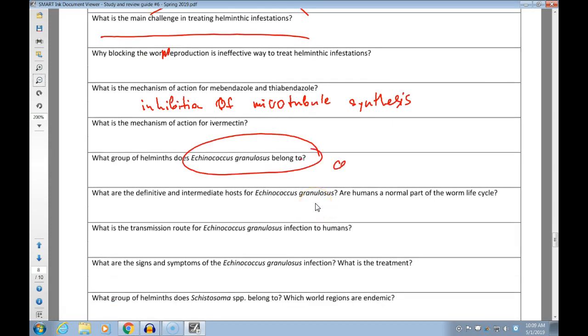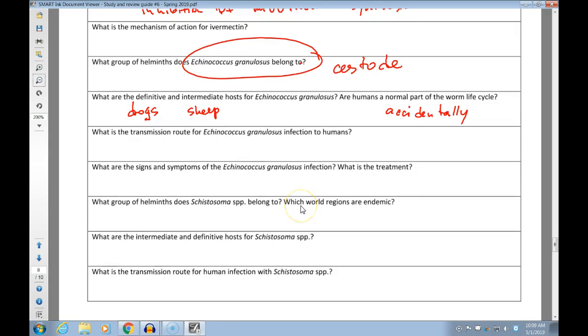Echinococcus granulosus, a cestode. Definitive host, dogs. Intermediate hosts, sheep, goat, pigs. Humans are accidentally infected. Transmission route to humans: consumption of contaminated water or food. Signs and symptoms, not really much. Liver damage. You need to know hydatid cyst in the liver. Treatment: surgical removal of the cyst.